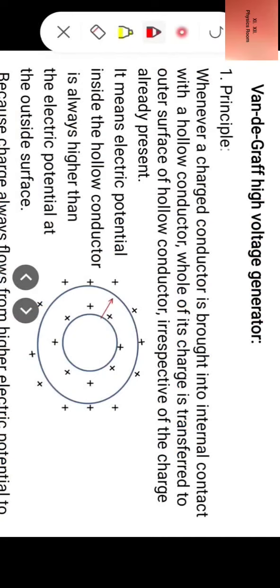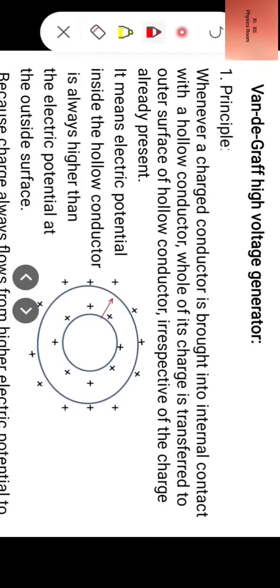Hello friends, continuing with the chapter electric potential and capacitance. Today we come to the fourth part of this chapter, that is Van de Graaff generator, high voltage generator and particle accelerator. We will study this topic in two parts. First we will see how high voltage is generated, and in the second phase we will look into how particle acceleration is carried out, or how it can be used for particle acceleration.